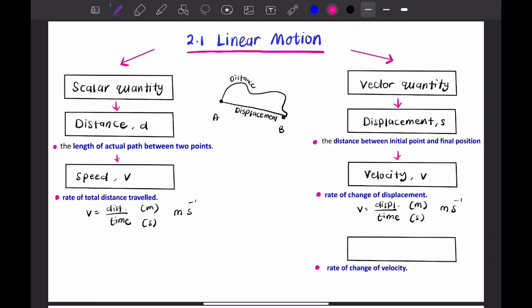And from velocity you can get acceleration. So acceleration, the symbol is a, and acceleration is the rate of change of velocity. So a is equal to velocity over time. We know already that velocity is meter per second in unit and time is second. So when we combine, the final unit will be meter per second square.